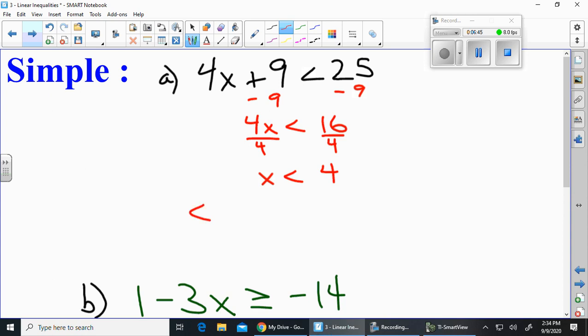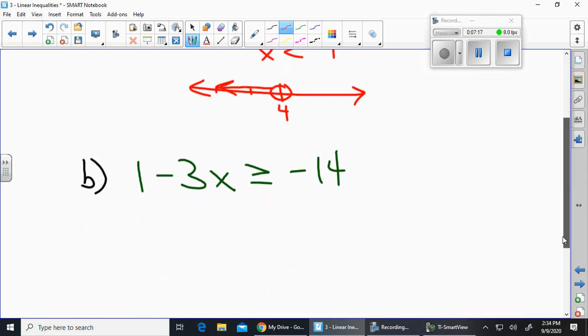If I asked you to graph that, that would mean you would have 4. An open circle because of no equal sign. What numbers could you plug in for x and make that true? Any number to the left of 4. 3 would work, 2 would work. Negative 100 is less than 4. But numbers to the right are not less than 4. So that's where I'm saying there's lots of answers.